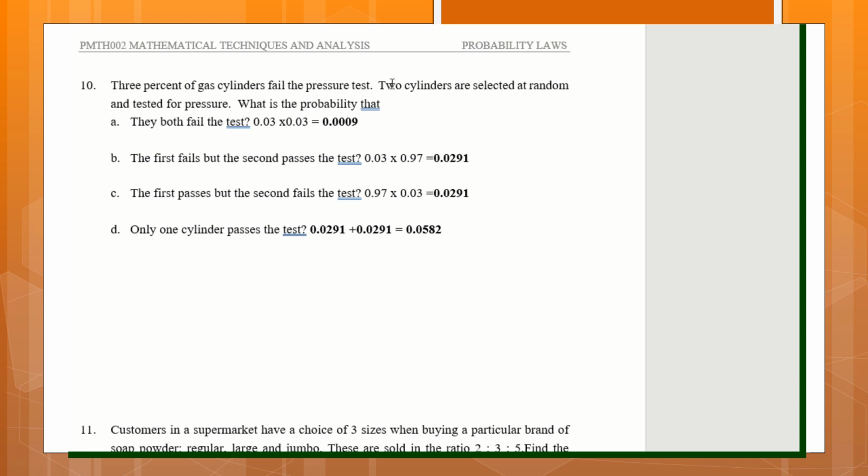3% fail the pressure test, 2 are selected at random. So they both fail the test, 0.03, which is 3% times 3%, you get this. First fails, but the second doesn't. First passes, but the second doesn't. Same like this. All right. Only one cylinder passed the test, so that is these two options. Is that two options? So you add up both the answers. That is it. Only one cylinder passes means one fails, one passes, or one fails, one passes. Understand?